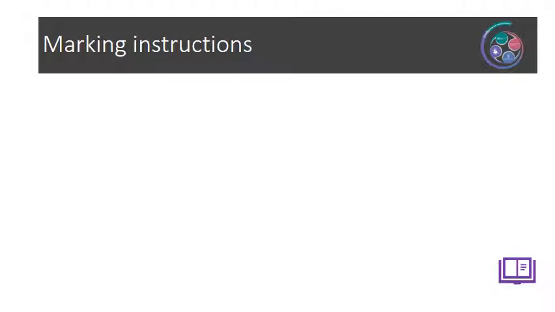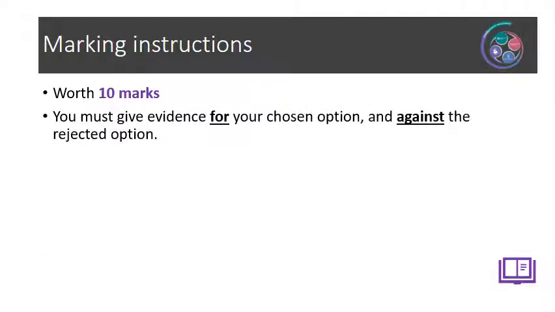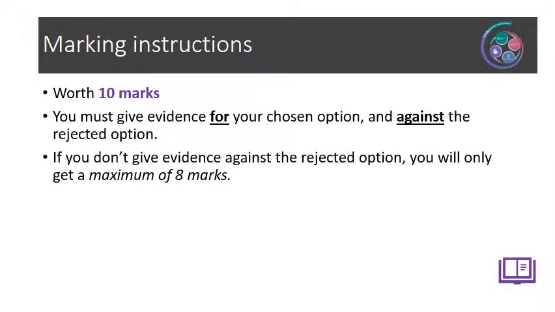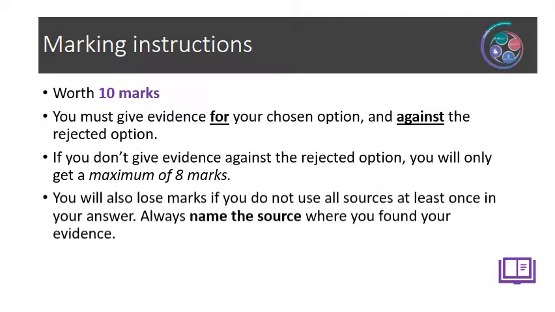Marking instructions for options questions. A reminder, 10 marks. You must give evidence for your chosen option and against the option that you've rejected. And if you don't give evidence against the rejected option, you can only achieve a maximum of 8 out of 10. You will also lose marks if you do not use all sources at least once. And remember, just like conclusions, to always name the source where you found your information.